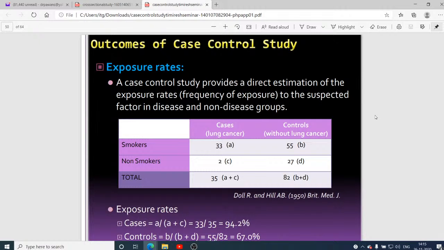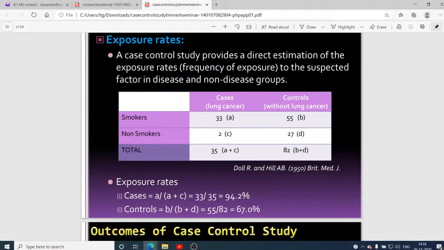For example, if we construct a 2 by 2 table, in one column there will be cases, in the other column there will be controls, and in the rows, one row will be smokers and the other non-smokers. As you understand, A plus C is equal to the total number of cases, and B plus D is equal to the total number of controls.